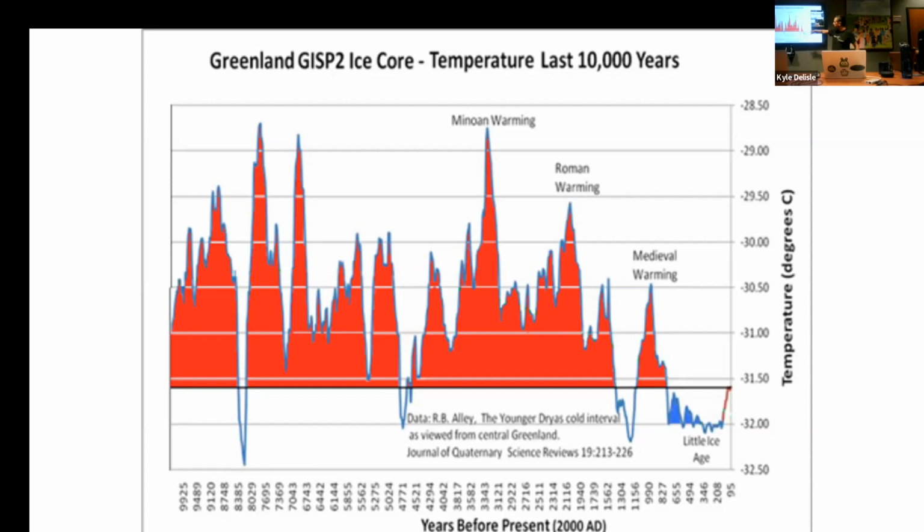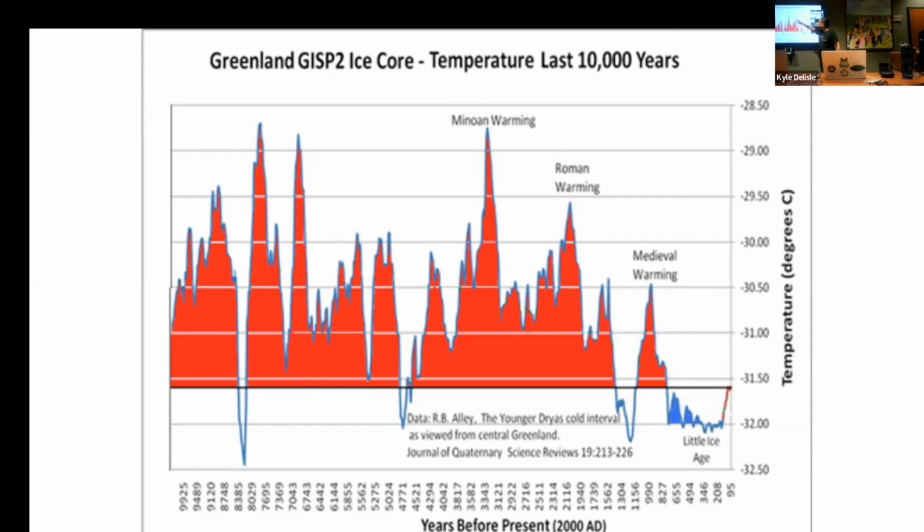And so we can see that the majority of the time in the past 10,000 years, it's been warmer than it is today. It was 1 to 2 degrees warmer during the medieval time period, called the Medieval Warming, and much warmer during Roman times and Minoan times. And right here, between 8 and 10,000 years ago, is what used to be called the Climatic Optimum, meaning that was the optimum climate. They're not allowed to call it that anymore, of course, but that's what it was called for a while.